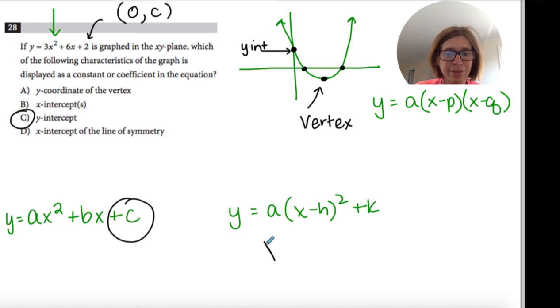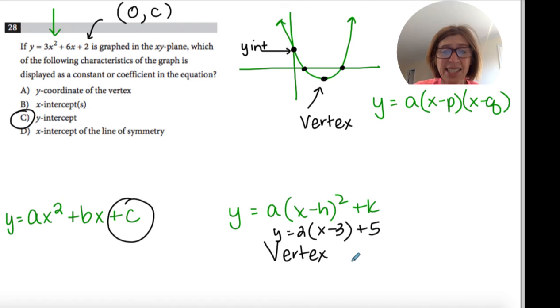Vertex form, so something like y equals 2(x minus 3) squared plus 5, I can see the vertex as constants or coefficients in the equation. The vertex would be (3, 5). So those numbers I can see directly in the equation, and I could see them on the graph.